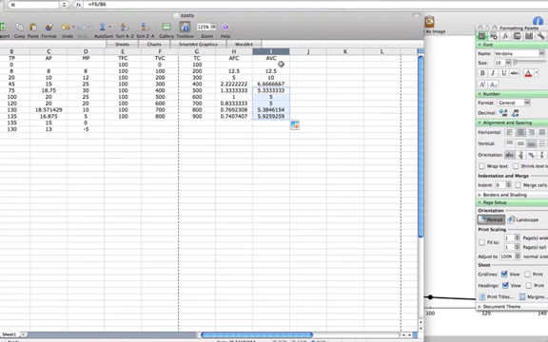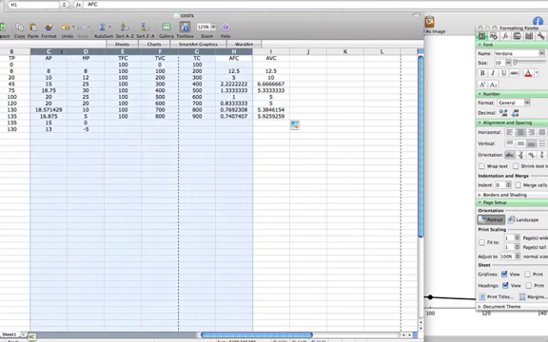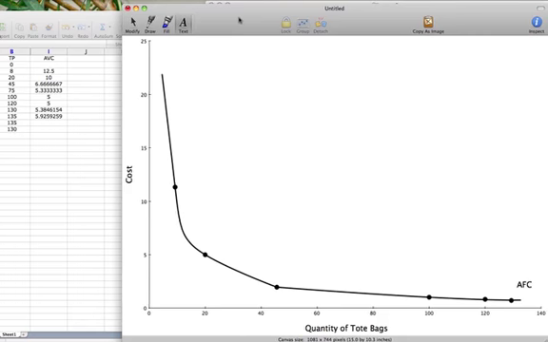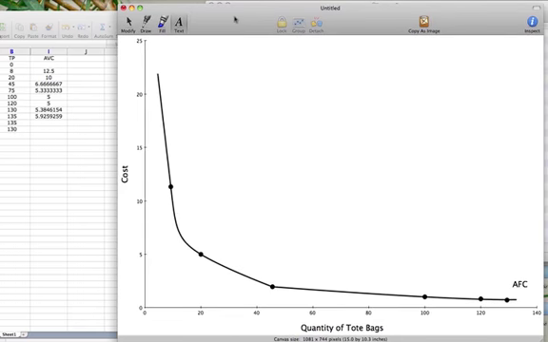We can see here that our average variable cost is initially declining and then it begins to increase. So let's plot this information. We'll plot it on the same graph as our average fixed cost. When 8 units were produced, the average variable cost was $12.50.